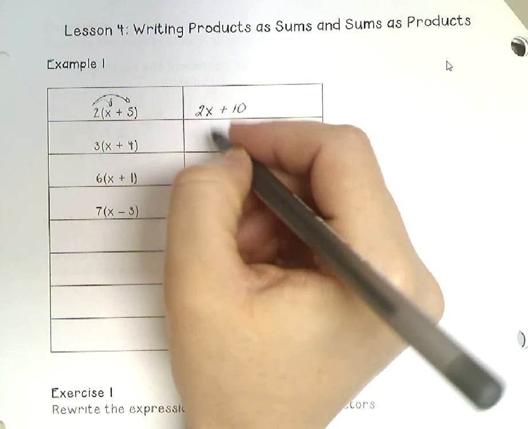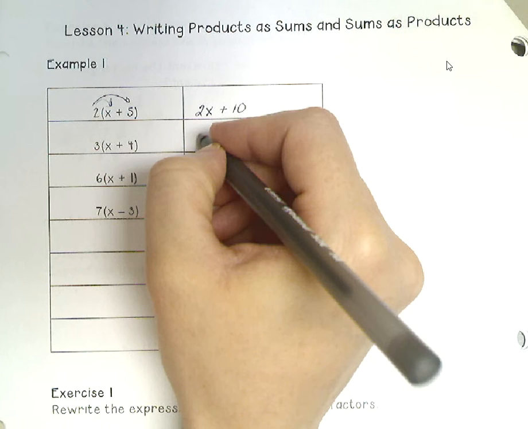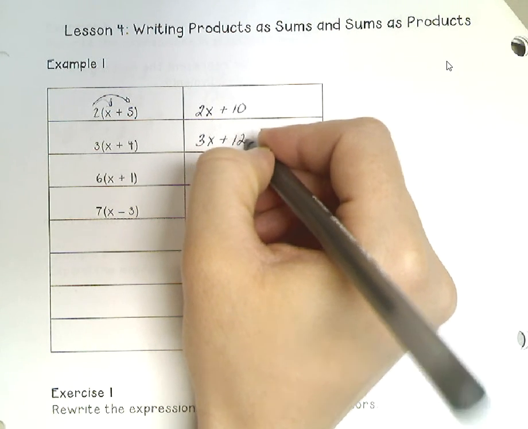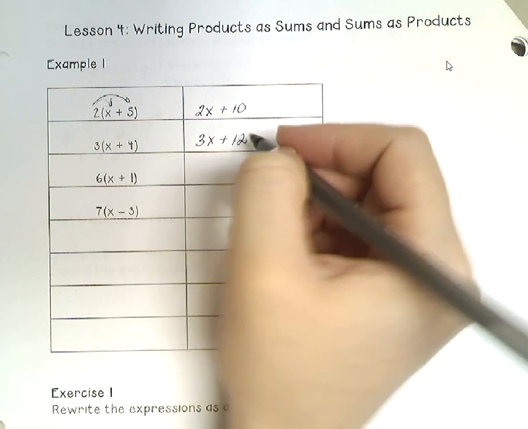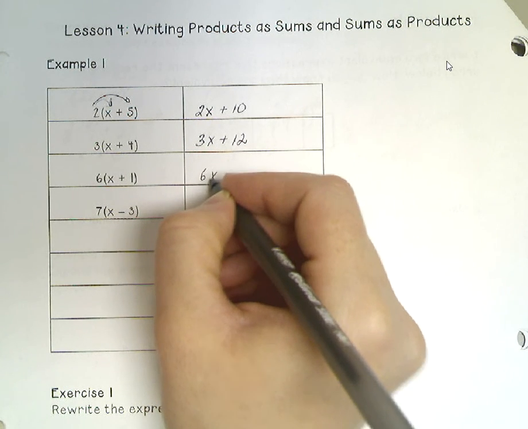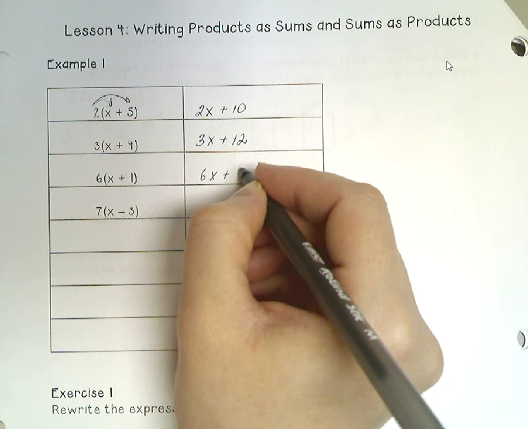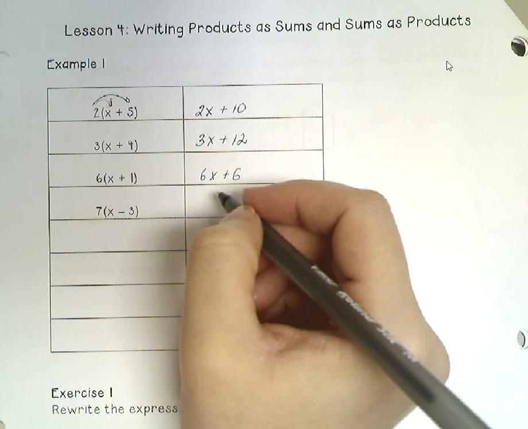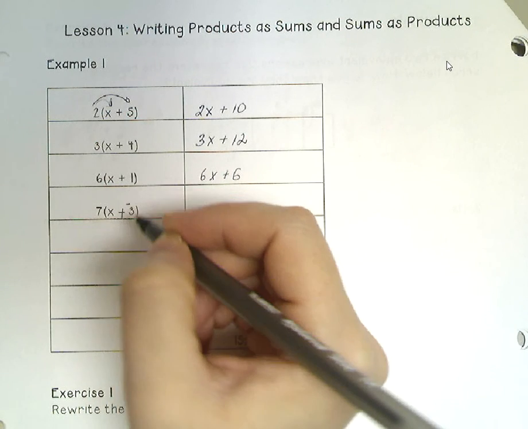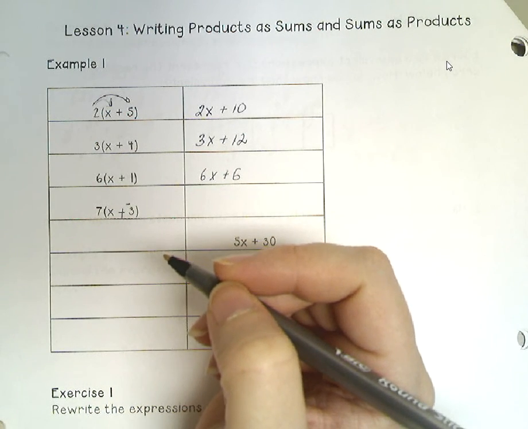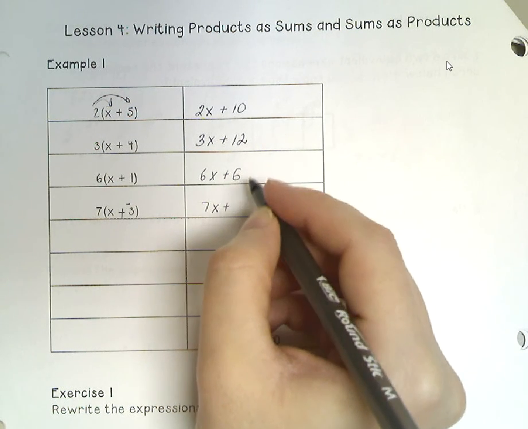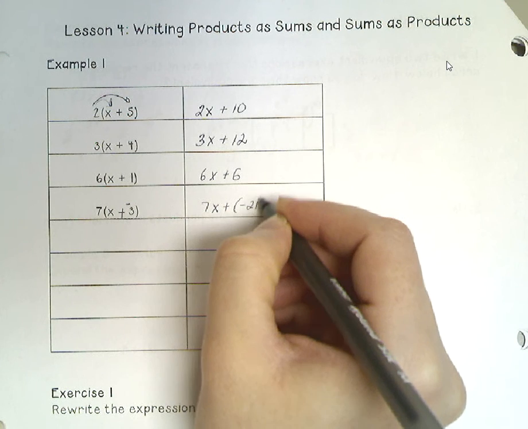For the next one, we are doing the same thing, and I will have 3x plus 3 times 4 is 12. Same goes for our next problem, 6x plus 6 times 1 is 6. Same goes for the following problem. However, we need to make sure that we change subtraction into additive inverse. And we are going to have 7x plus, and 7 times negative 3 is negative 21.